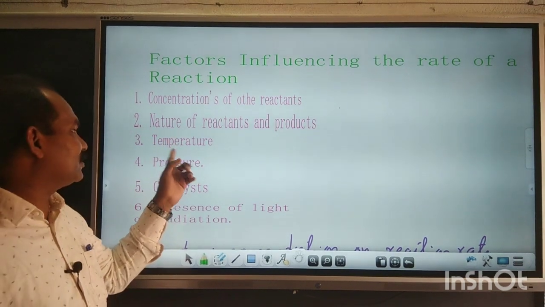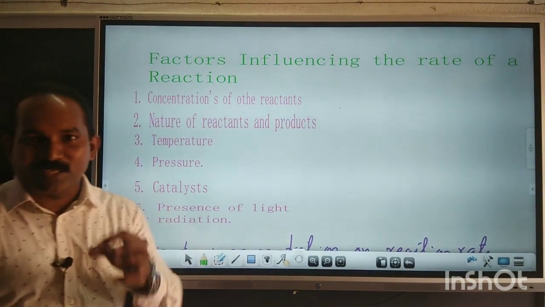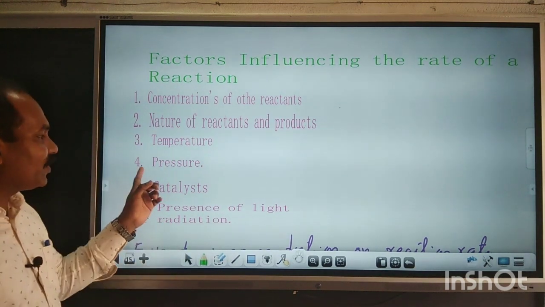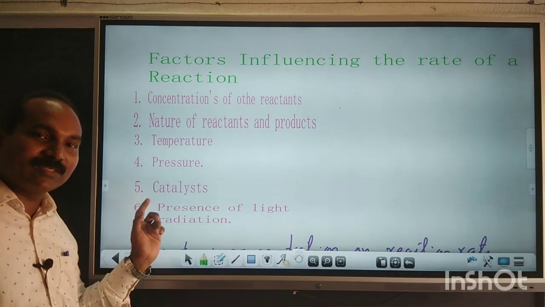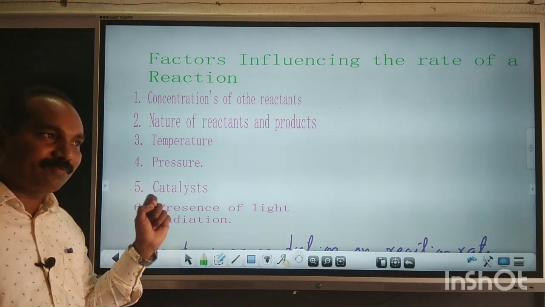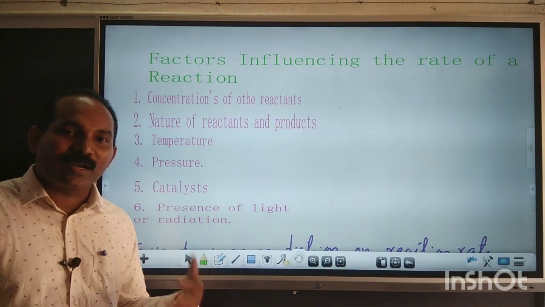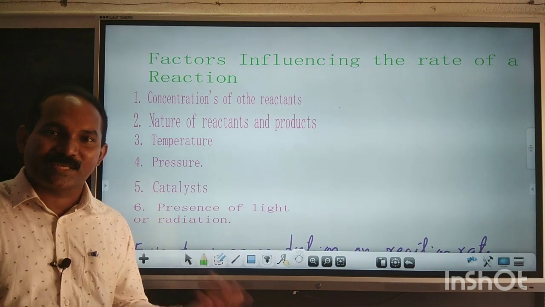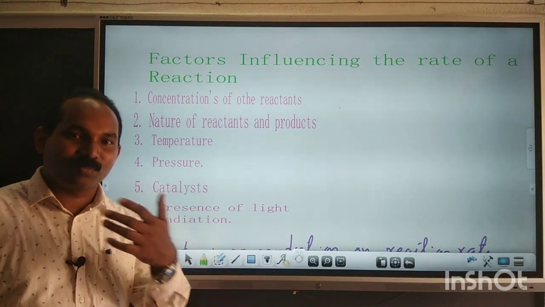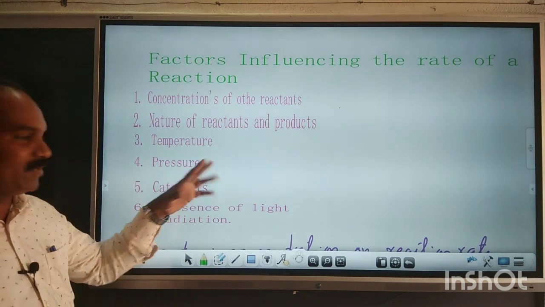Let us discuss in detail. Pressure. In the case of gaseous reactants, pressure is one of the important factors. Last class we discussed that instead of concentration we have to use partial pressures. The unit of rate constant is atm second inverse or bar second inverse. If gaseous reactants and products are involved in the reaction, pressure is an important factor.